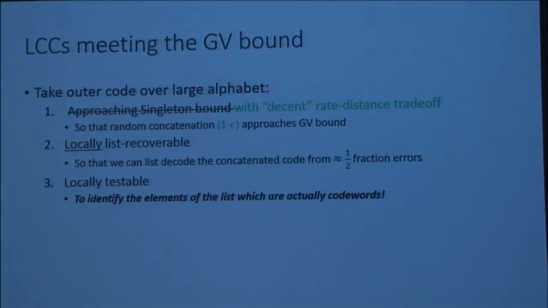Good. So how do we get codes with a pretty good rate-distance trade-off, but that are also locally testable and locally list recoverable? Those multiplicity codes, those earlier codes which I talked about, don't have these properties. If you had locally testable, which came from the tensor codes, we don't get locally list recoverable, and the other way around too.